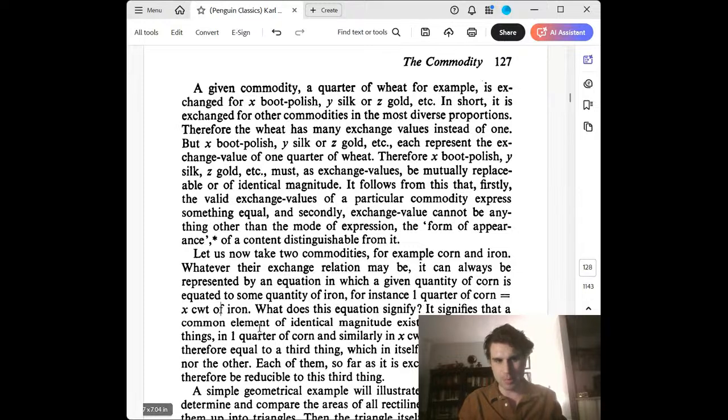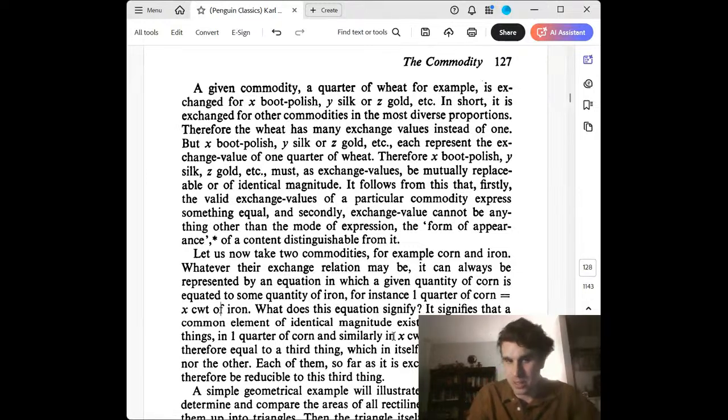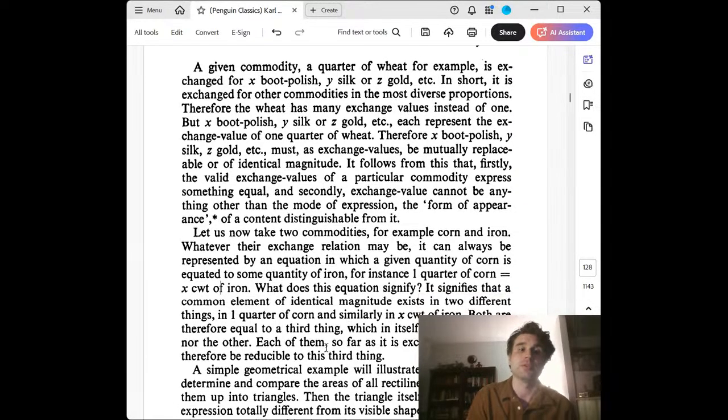It signifies that a common element of identical magnitude exists in two different things, 1/4 of corn, similarly in X pounds of iron. Both are therefore equal to a third thing, which in itself is neither the one nor the other. Each of them, insofar as it is an exchange value, must therefore be reducible to this third thing. Okay. So if 2 boots is worth 1,000 pencils, and 1,000 pencils is worth 2 boots, by saying they're equal, we're saying that there's something equal in the two of them, some magnitude. That's this third thing that we're trying to figure out, that the exchange value represents.